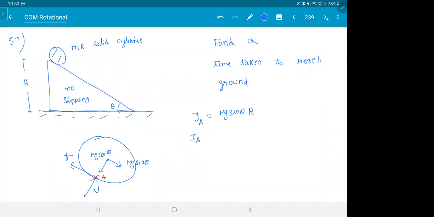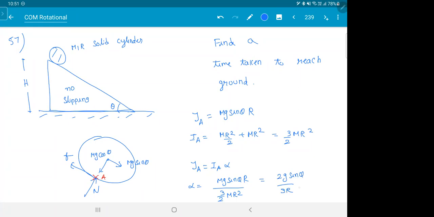What about the moment of inertia about A? Cylinder, MR square by 2 plus MR square. So 3 by 2 MR square. So what is the acceleration? Torque about A is I about A into alpha. So that would be mg sin theta R by 3 by 2 MR square. So you end up with alpha equal to 2g sin theta by 3R. Acceleration would be R alpha, which is 2g sin theta by 3.